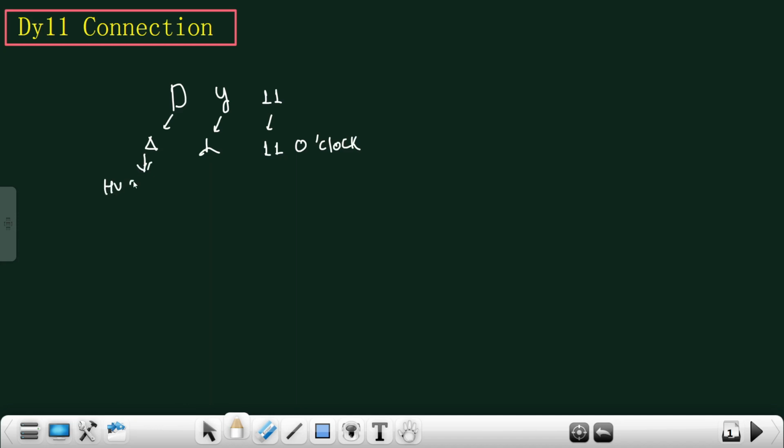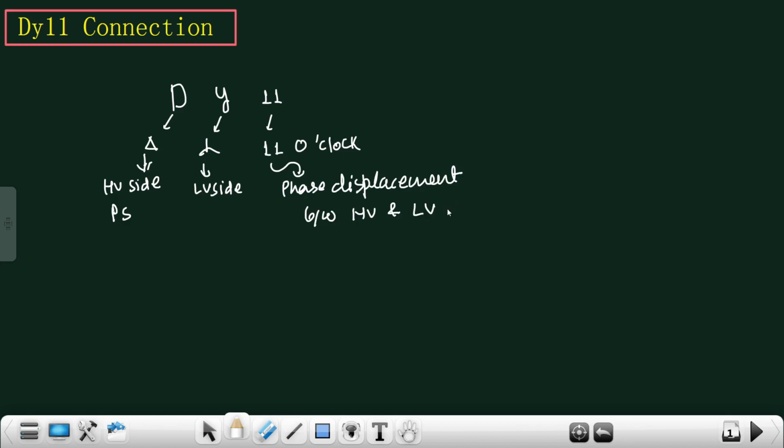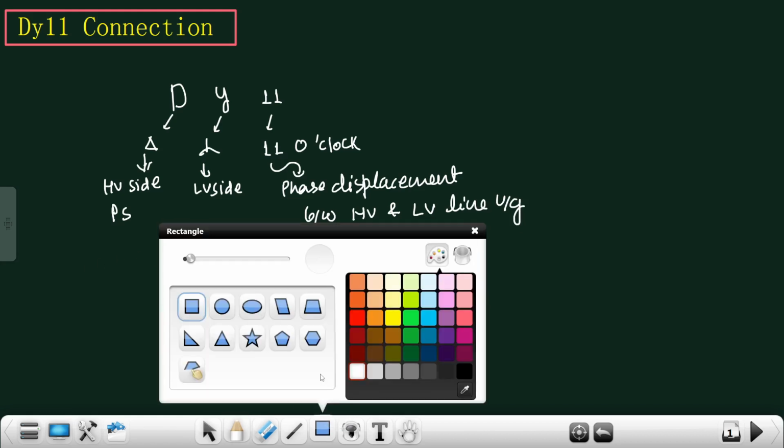So this is the HV side, our primary side, and small y represents star, which is the LV side. And the 11 represents either the clock position or degree, which is the phase displacement between the HV and LV line voltage. We can understand it with the help of the clock method.